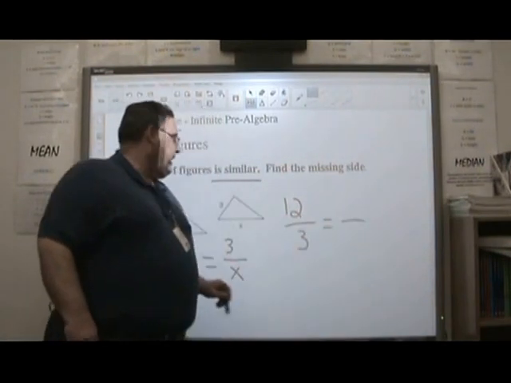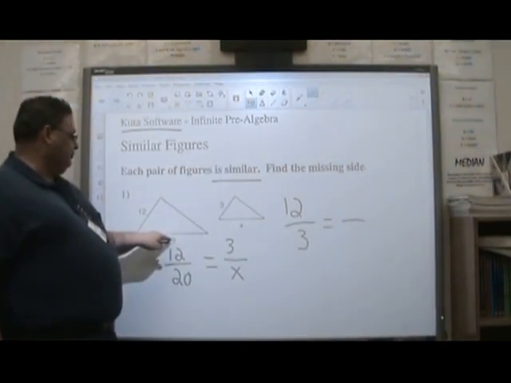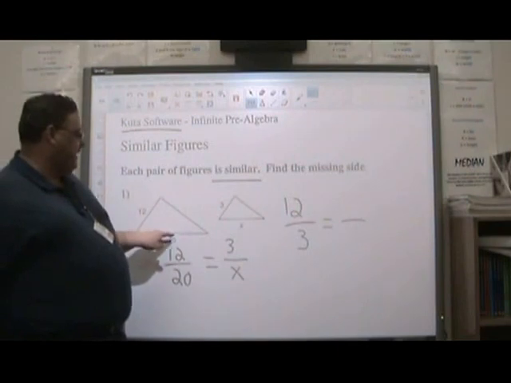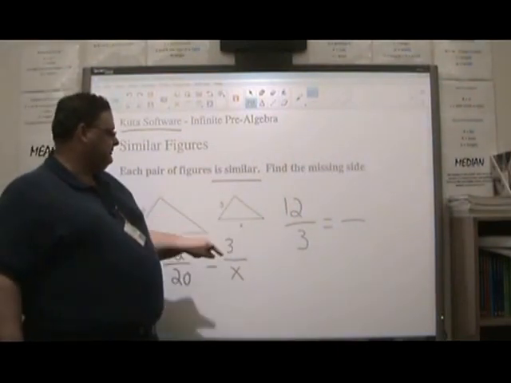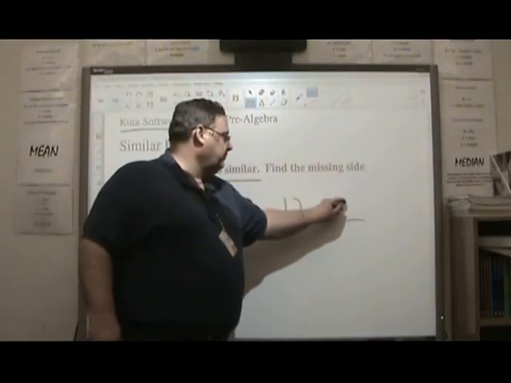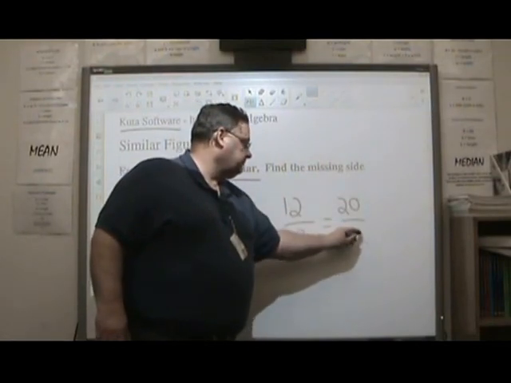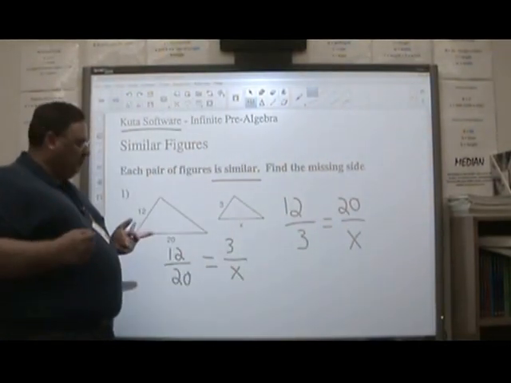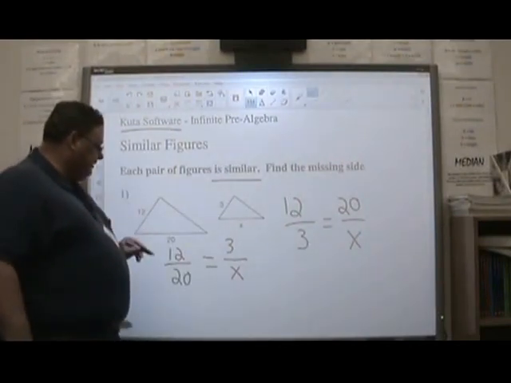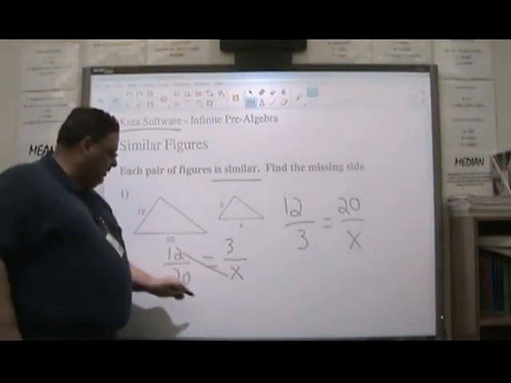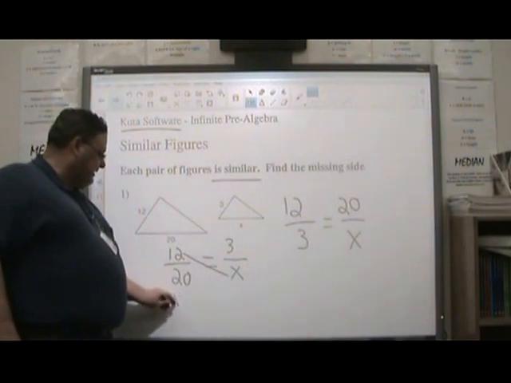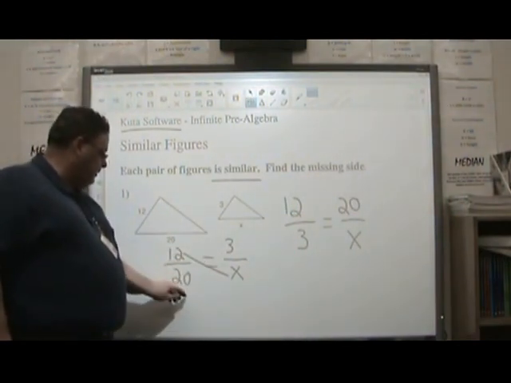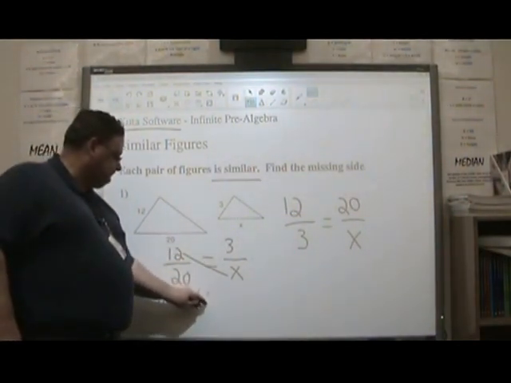Okay? And then I'm going to say 3 is to 20, the bottom of the big, as x is to the bottom of the little. Okay? Did that make sense? Did I use good logic? Yes. Well, Coach, you set them up different, but if we take a look, cross multiply, I'm going to have 12 times x, or 12x. And over here, I'm going to have 3 times 20, which is 60.